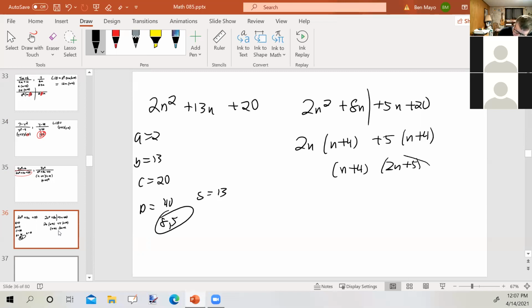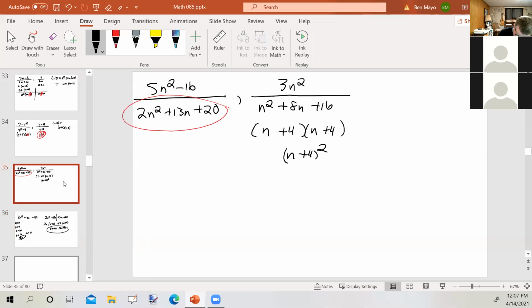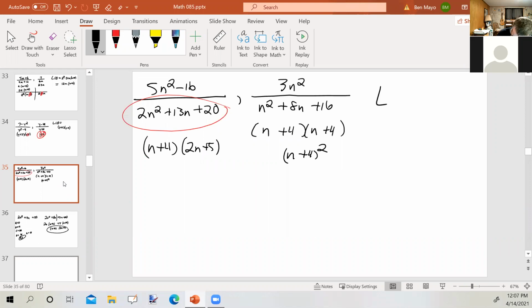So now let's take that and put it back in that previous problem. N plus 4, 2n plus 5. N plus 4, 2n plus 5. So what's my LCD? How many n plus 4s do I need? 2. How many 2n plus 5s do I need? 1. There you go. There's your LCD. All righty.